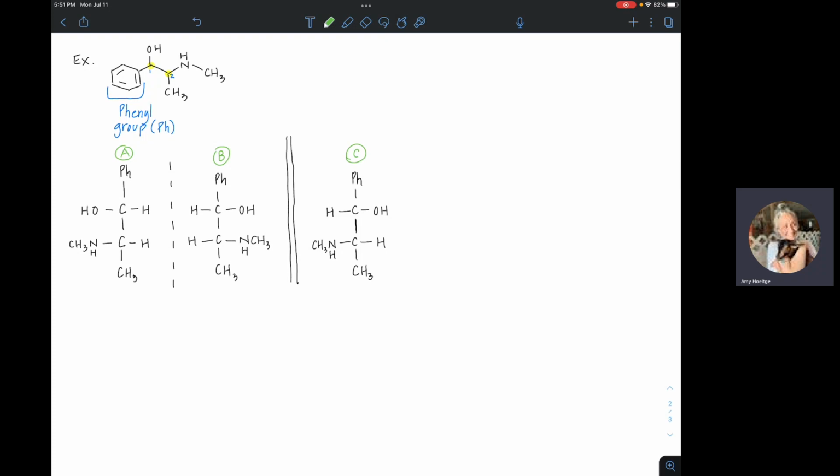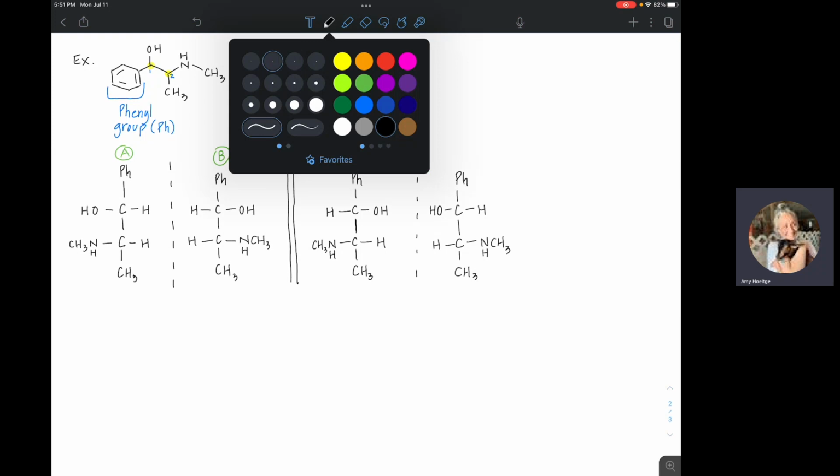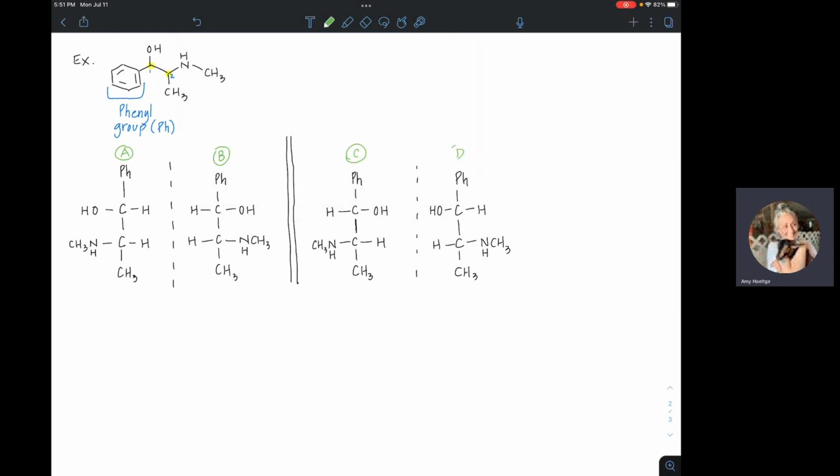Notice how if you put that structure in the mirror, you don't get either A or B, do you? What you do get is another stereoisomer. You'll get its enantiomer, won't you? But you won't get A or B. What you end up with here is structure D. It is unique all to itself.